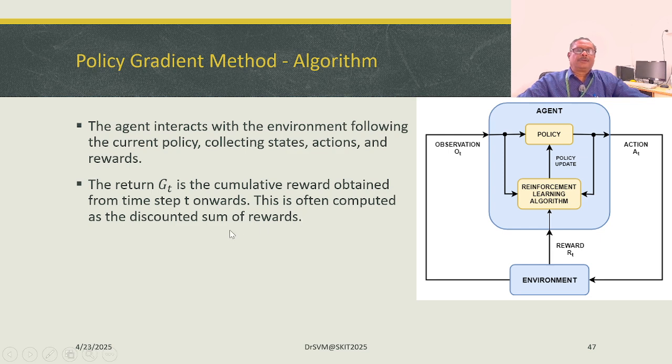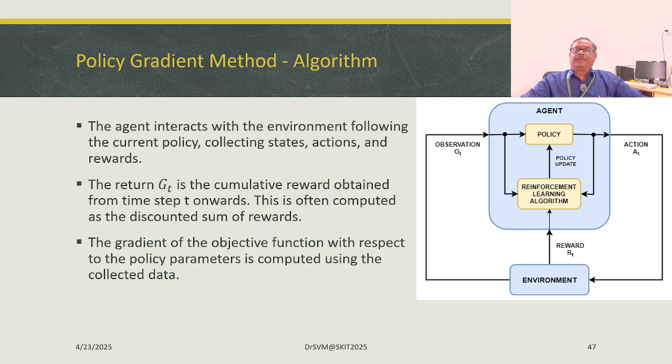This is often computed as a discounted sum of rewards because we want to reach the goal as early as possible. To make sure that we reach the goal as early as possible, the best way is to have a discounted sum of rewards so that the direct path will get us higher rewards. If you take a longer path, then it will fetch smaller rewards at each step and so on.